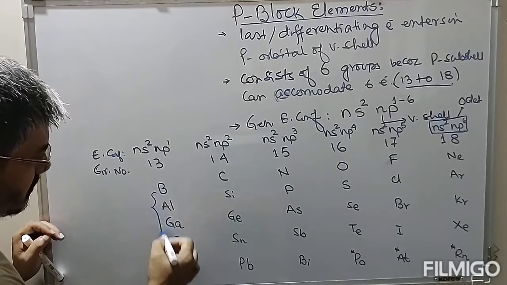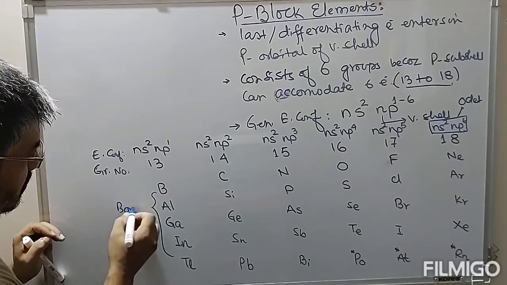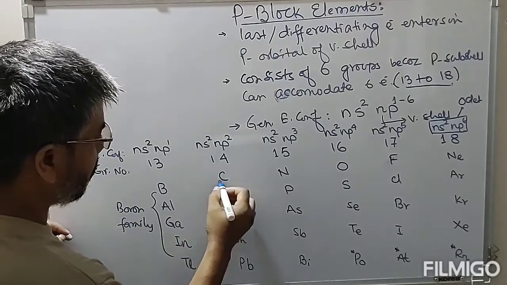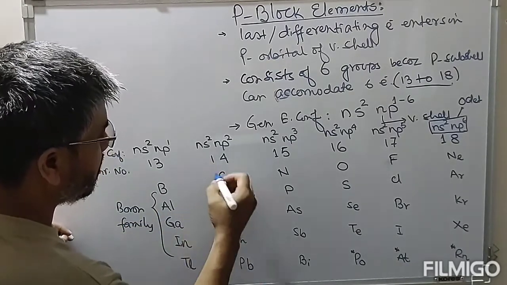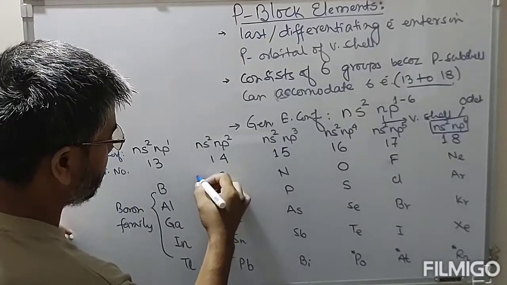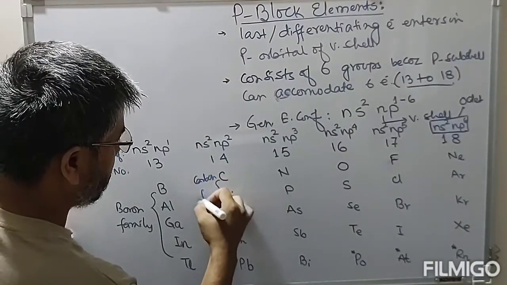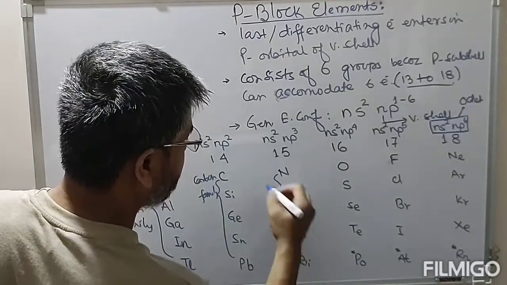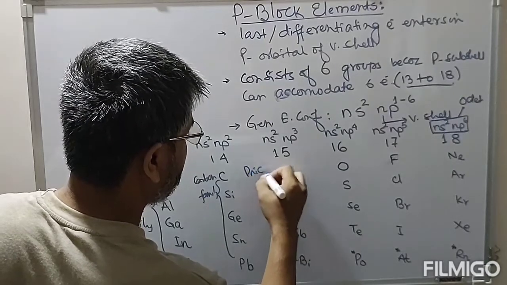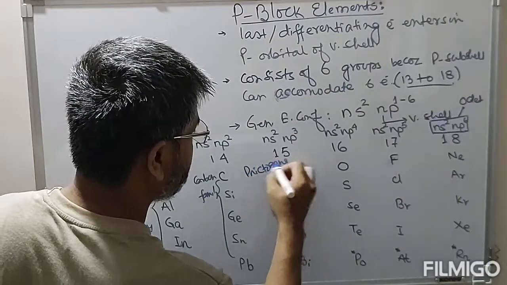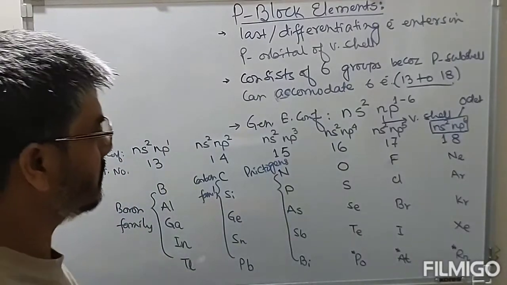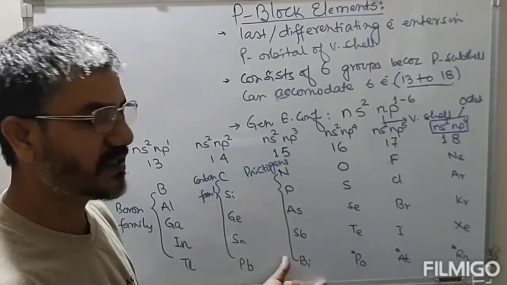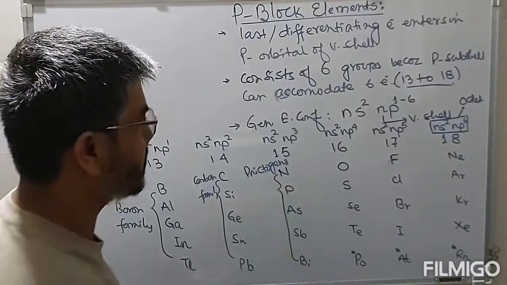This group 13 is boron family. Group 14 is carbon family. Group 15, that is nitrogen family, is also known as pnictogens, because the hydrides of these group 15 elements are poisonous in nature.